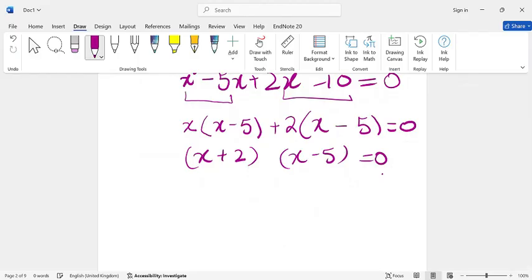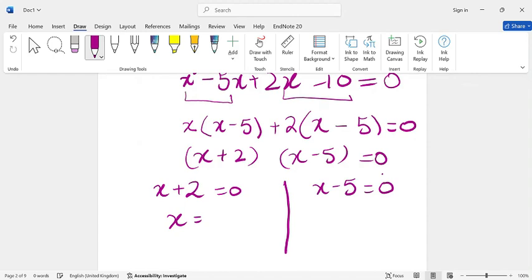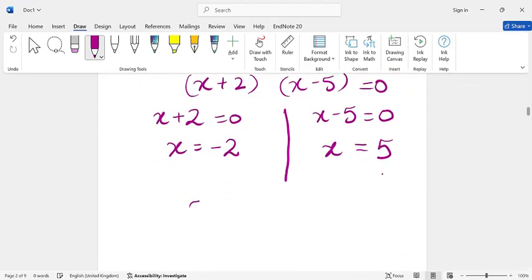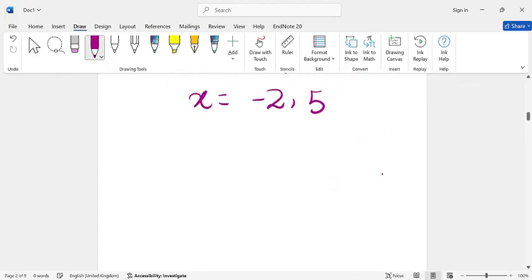Now we have to find the values. We have x plus 2 equals 0, and x minus 5 equals 0. We have a plus 2 on this side; when we take the plus 2 to the other side, it becomes minus 2. And x minus 5 over here, when we take it to the other side, it becomes positive 5. Now we have the values of x, which is x equals minus 2 and 5. This is the answer of this question. So let's move to the next question.